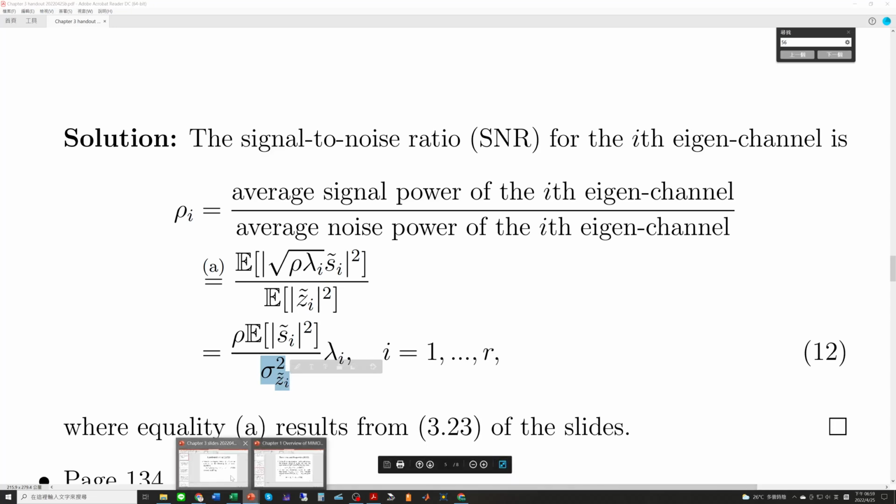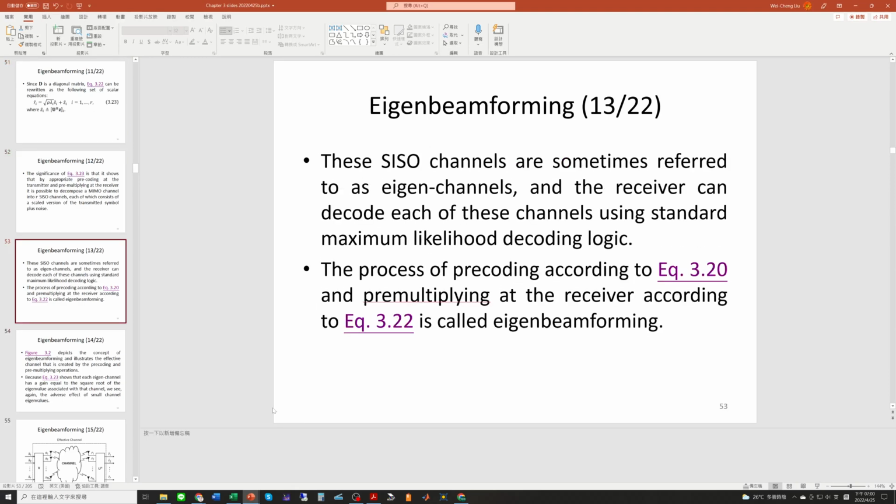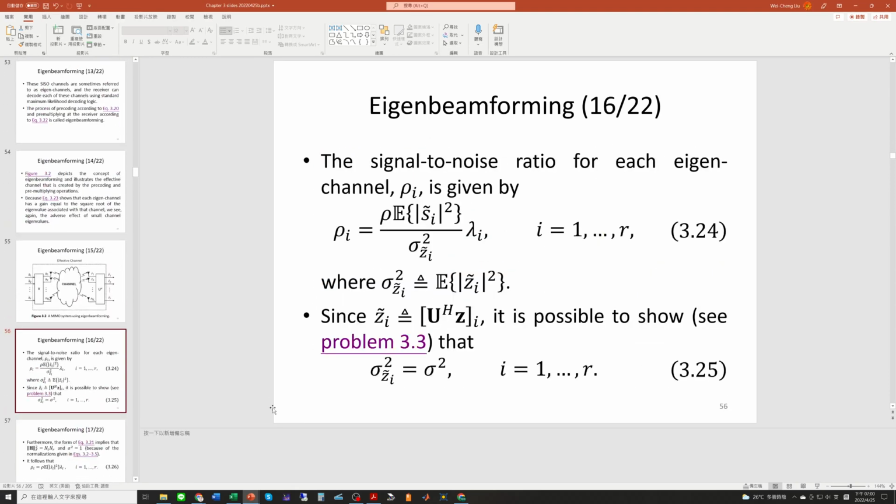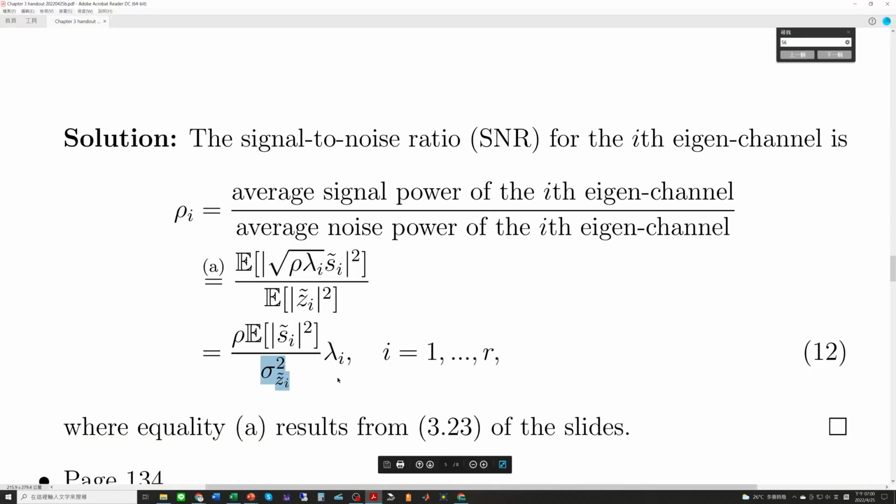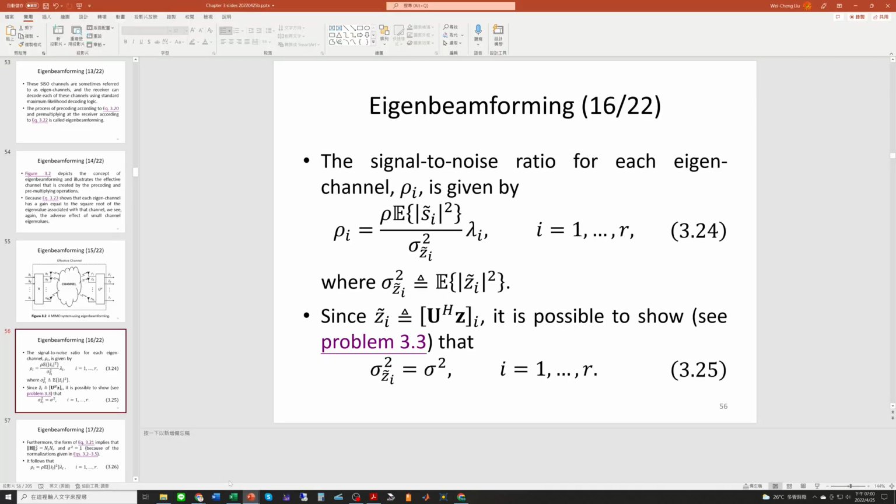Okay, we can see the slides. The sigma Z tilde i squared is defined as the expectation of the square of the absolute value of Z tilde i. Okay, so finally we can get this equation for i equal to 1 to R. Let us go back to the slides.